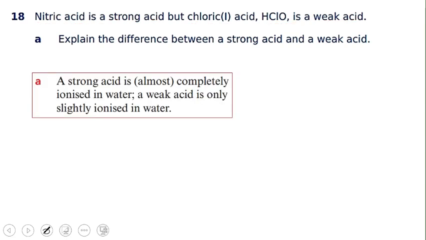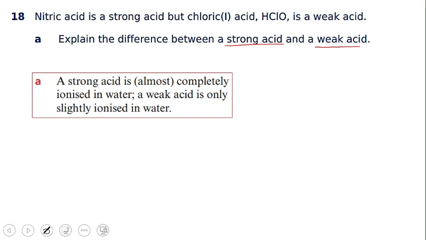Here you need just the definition. You can write: strong acid completely ionizes or dissociates in water, and weak acid will only slightly or partially ionize in water. There are some other differences between the strong acid and weak acid that we have to use later in the question, so we are going to discuss them here so that we can solve other parts of the question.